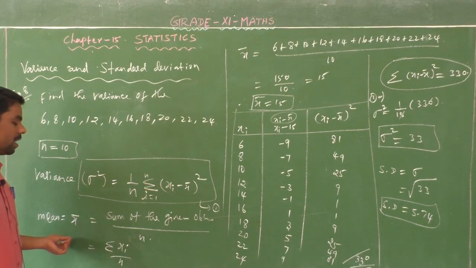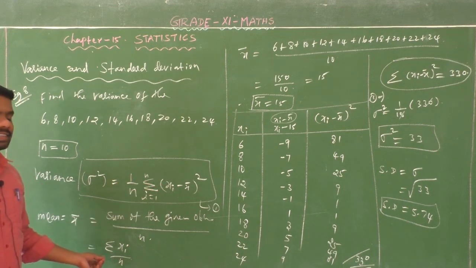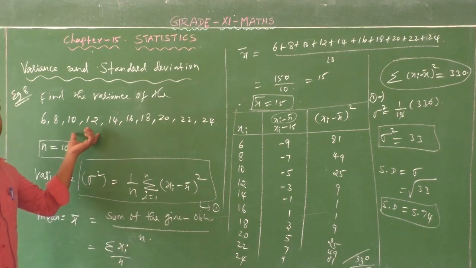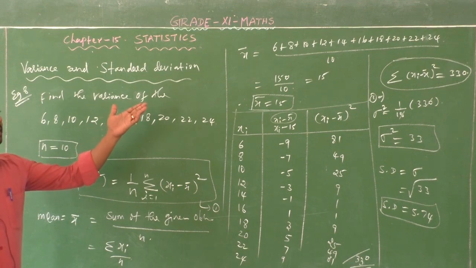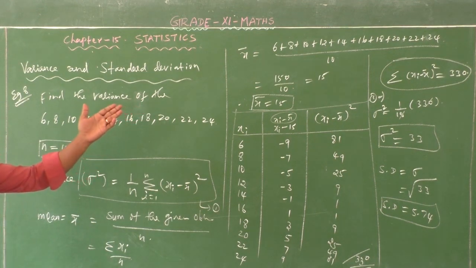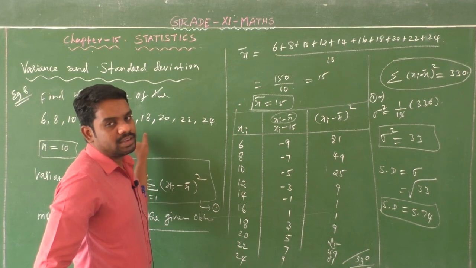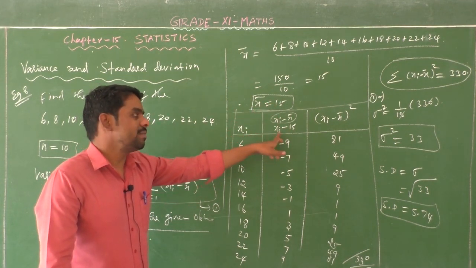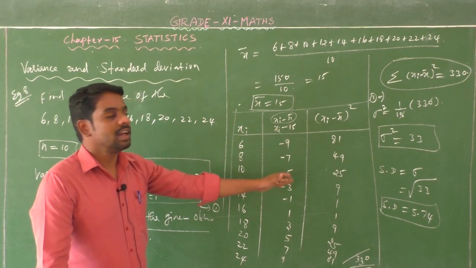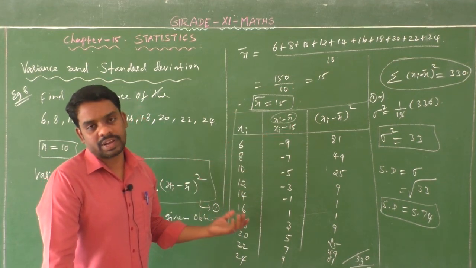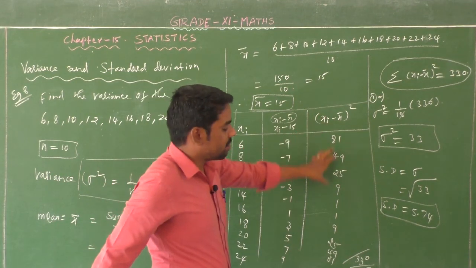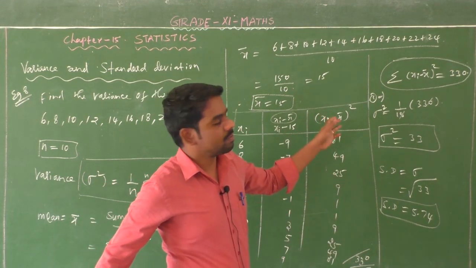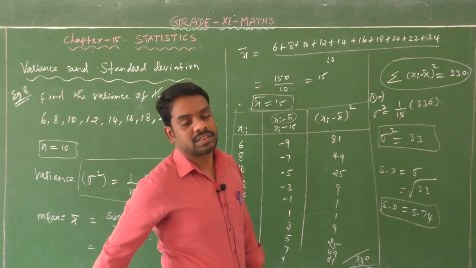So the x bar formula, you know, is summation of xi divided by n, the summation of the given data divided by n. So the summation of the given data is 150, divided by n which is 10. So 150 divided by 10 is 15. So the mean of the given data is equal to 15. So substitute this value, find xi minus x bar, that is xi minus 15, and also find (xi minus x bar) the whole square. So the summation of (xi minus x bar) the whole square is equal to 330.